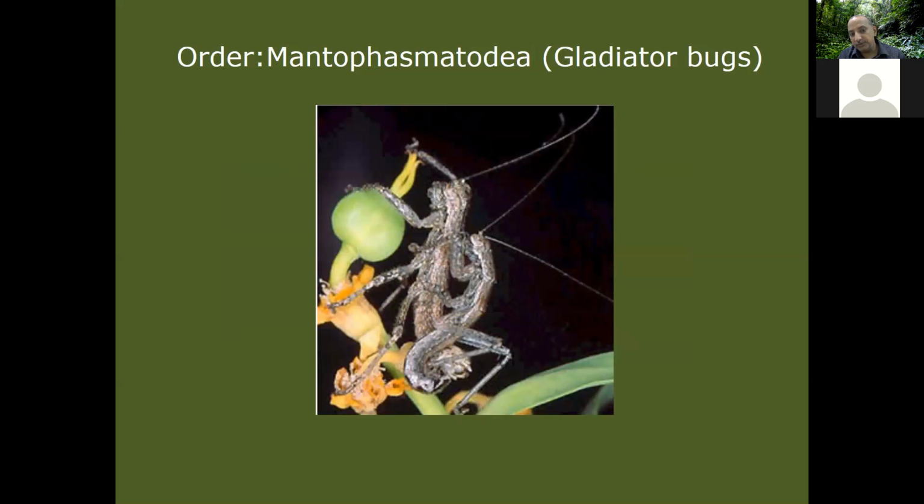Then comes the Mantophasmatodea, or gladiator bugs. This order is a very rare group, known to occur in Africa.